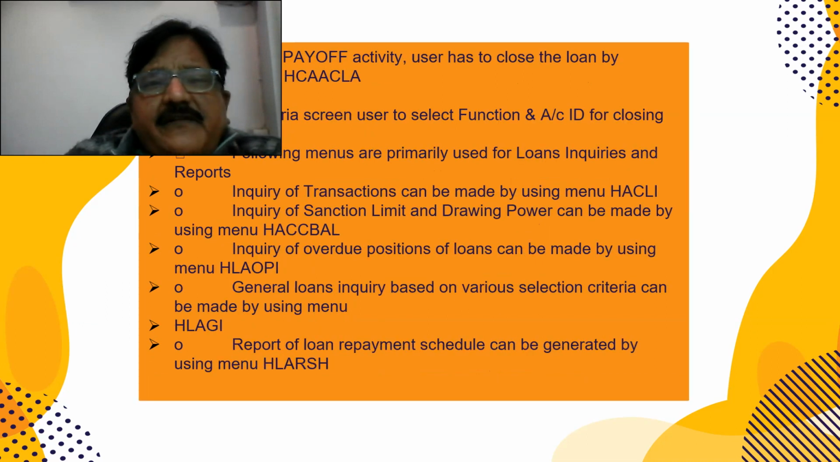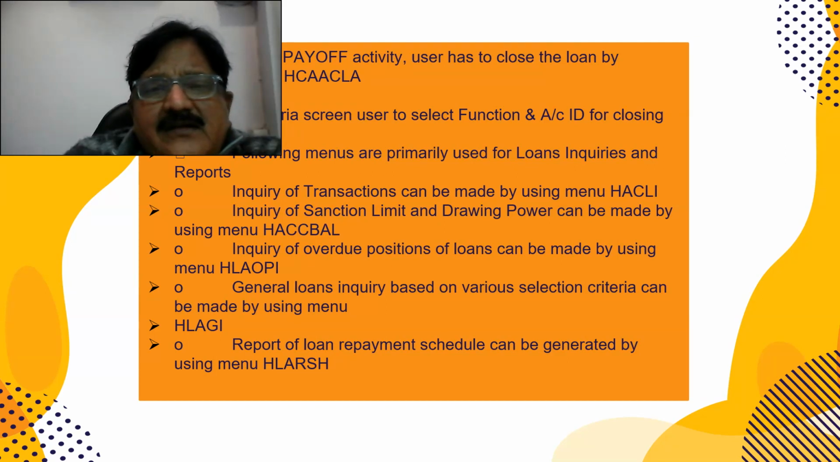After each payoff activity, the user has to close the account by invoking menu option HCAA, right? Select function closure, account ID. Primarily used for loan inquiries and reports, inquire with HACCBAL. You can find out whether the limit is zero and the drawing power is zero or not. The command for that is HACCBAL.